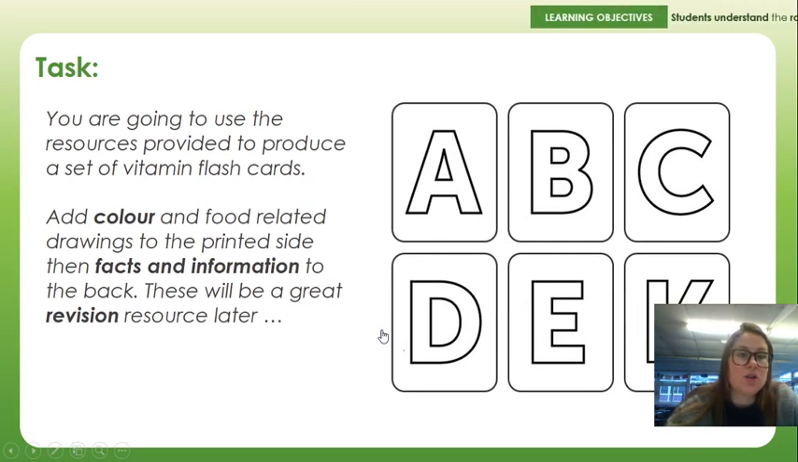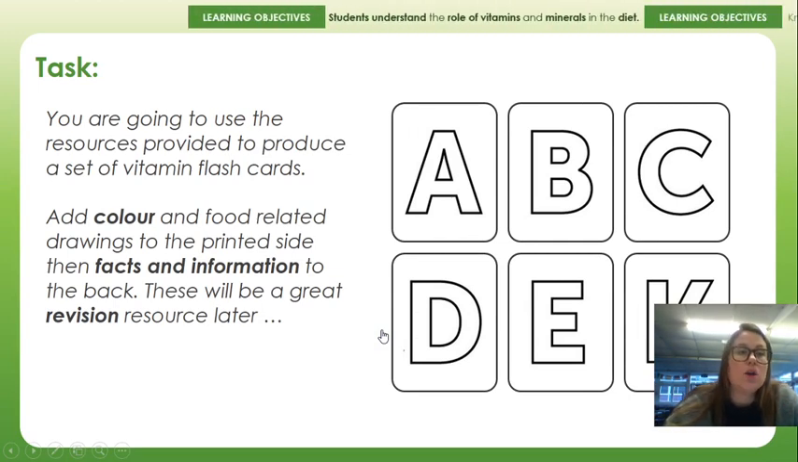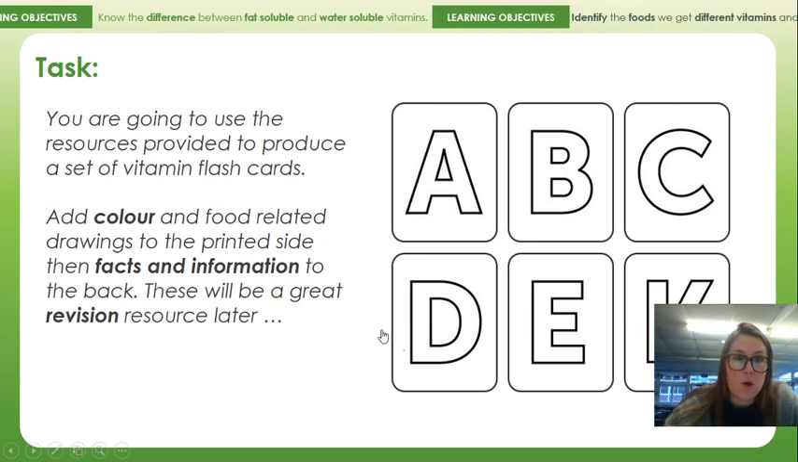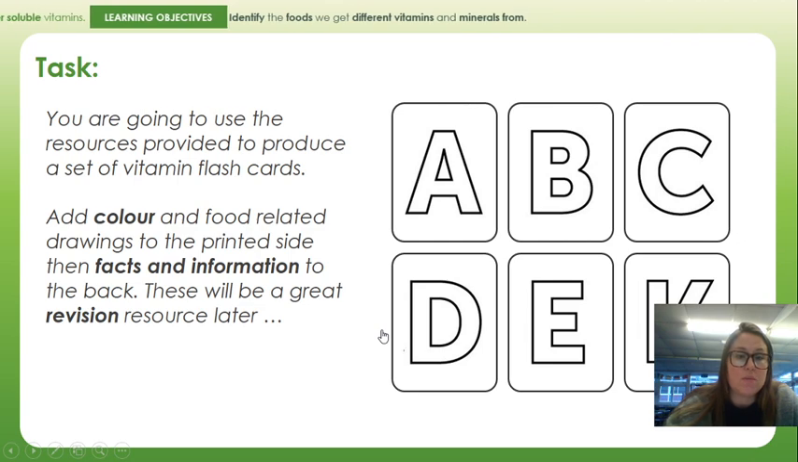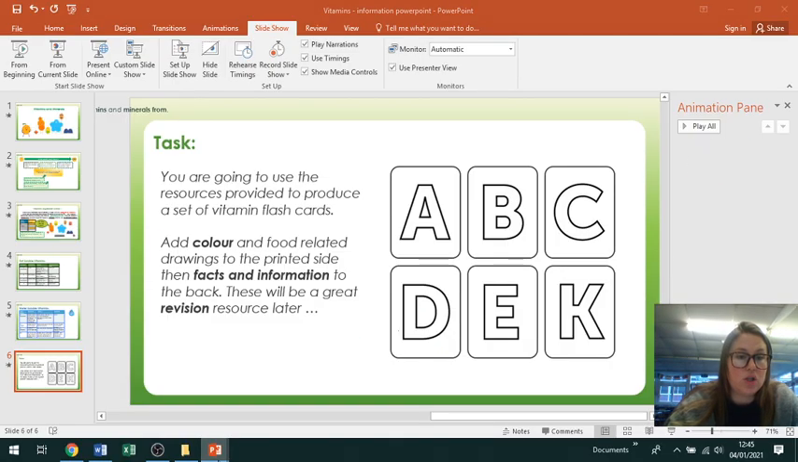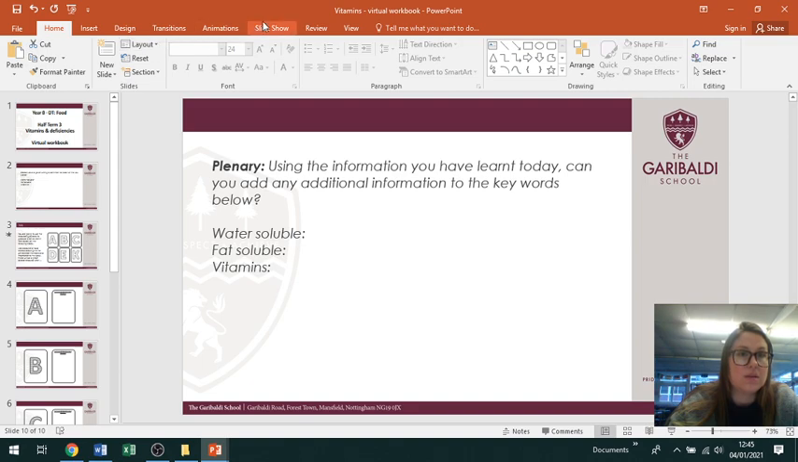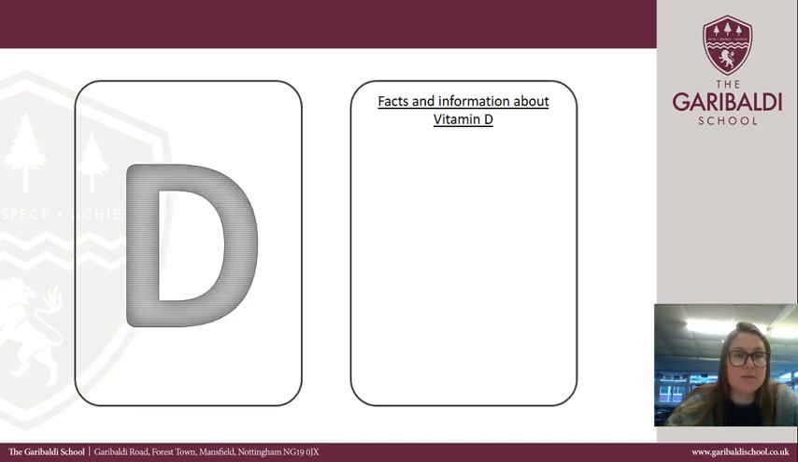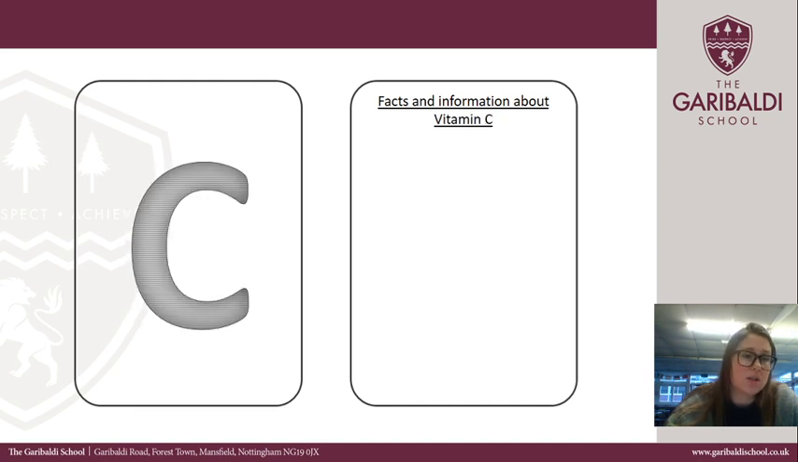So with that information that you have watched or you have read, you are going to produce your own vitamin flashcards. These can either just be on paper or you can complete them on the virtual workbook. If I show you what that looks like, you can see that you can work through, and there are different cards, so you can add some images maybe of the types of food that the product's found in. So vitamin C, for example, you might add on some pictures of oranges, tomatoes, and then just some facts and information about the different vitamins on the back of the card.